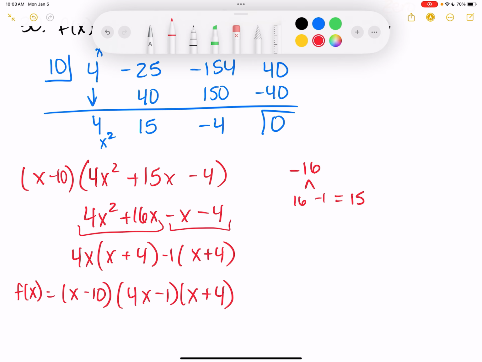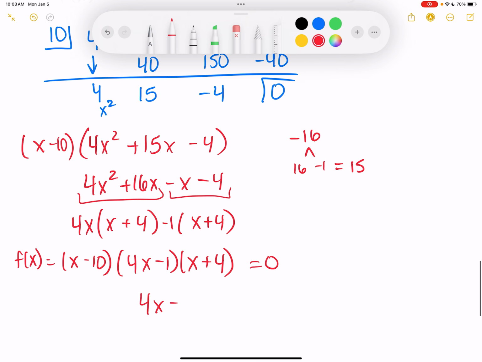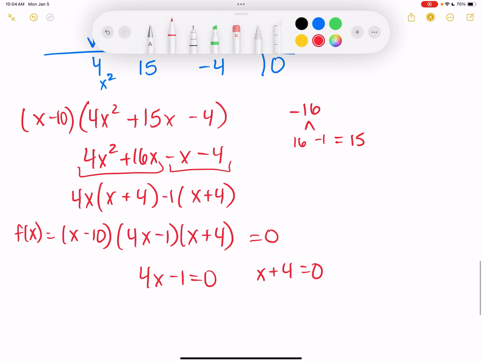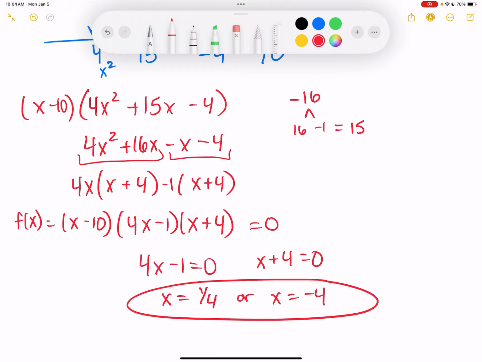Now, I already know that 10 is a 0, so I really just need to take this and set the rest of it equal to 0. So 4x minus 1 equals 0, and x plus 4 equals 0. And then you're just solving these little 1 or 2 step equations. So x equals 1/4, or x equals negative 4. So these are the values that we're finding. 10 was also a 0, but they gave me that one.